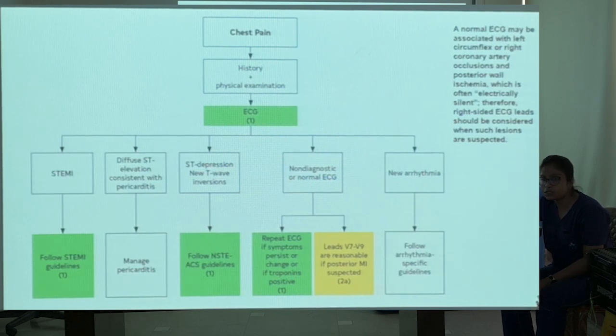If there is a non-diagnostic or normal ECG, we can repeat the ECG if the symptoms persist or change or become severe with time, or if the cardiac biomarkers, most importantly the high sensitive cardiac troponin, become positive. Also, a normal ECG may be associated with posterior wall involvement, so right-sided ECG leads should be considered when such lesions are suspected. Right ventricular ECG we should be doing if posterior wall MI is also suspected.